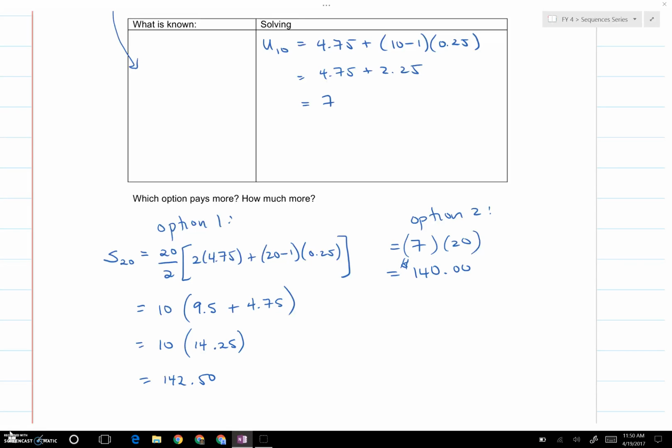You'll notice that option 1 makes this student $2.50 more than option 2, but I'm not sure if $2.50 is worth it, so you need to decide on your own.